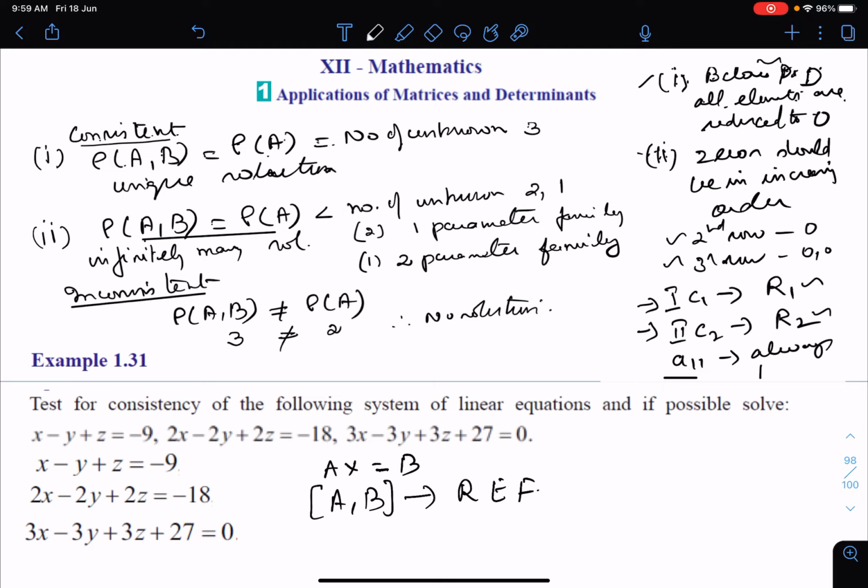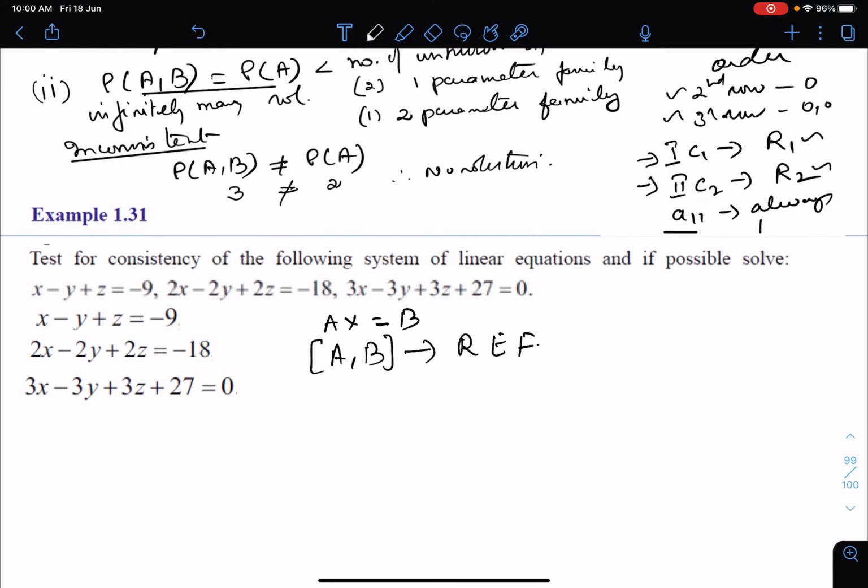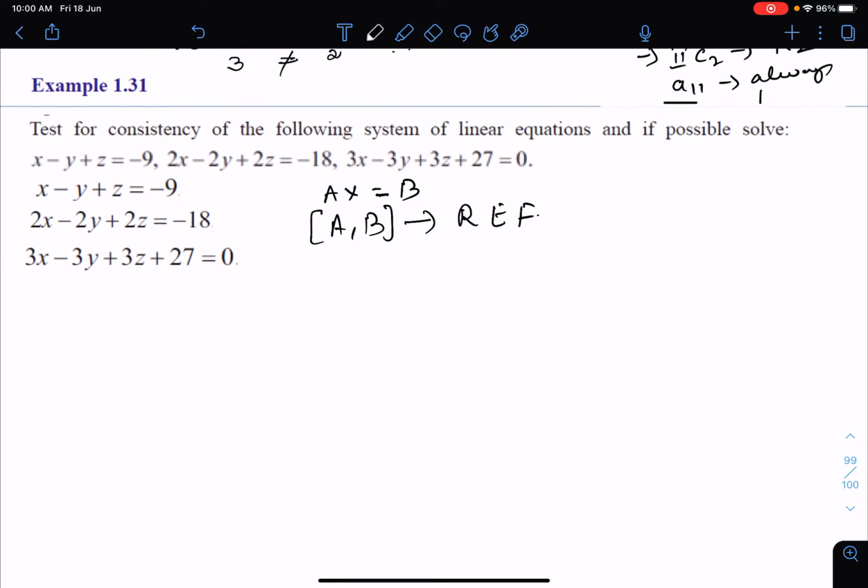The next condition: if the rank of AB equals the rank of A, but it is less than the number of unknowns, and less than means you will get either 2 or 1. If it is 2, you will substitute for one variable some t, and that is going to be a one parameter family. And if it is 1, you have to substitute for two unknowns as t and s, two variables, so it is called a two parameter family. And the last one is inconsistent. When will a system be inconsistent? When the rank of AB is not equal to the rank of A, then it is said to be inconsistent and therefore has no solution. These three conditions, we are going to find out which one comes for this system of equations.